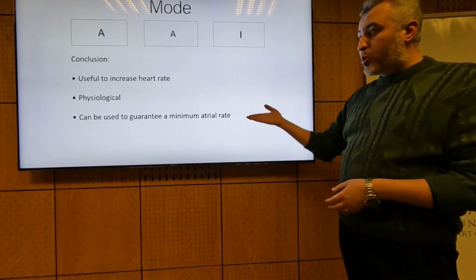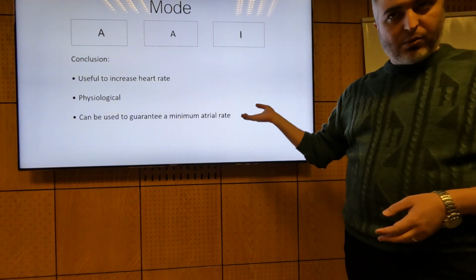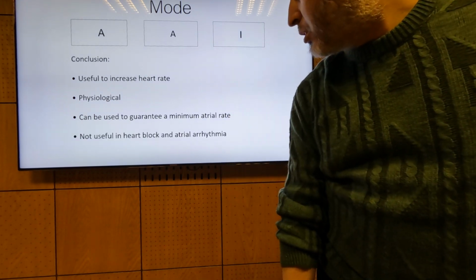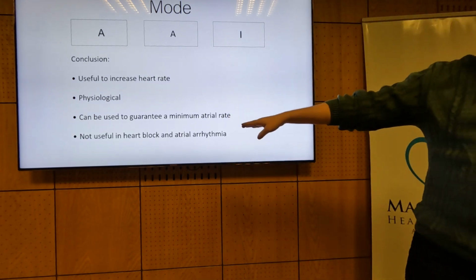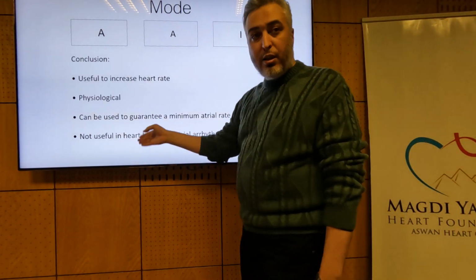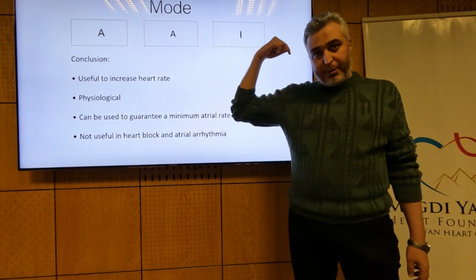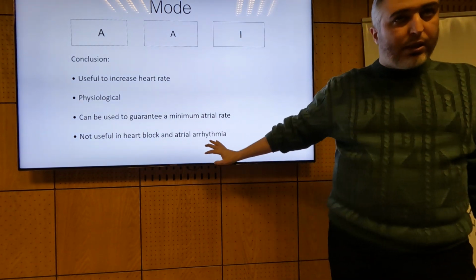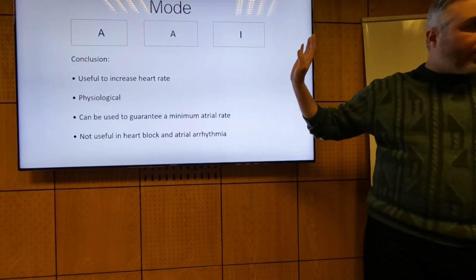It can be used to guarantee a minimum atrial rate, which is a backup fashion, but it is not useful in heart block. The patient might still die if they have heart block, although we are atrially pacing, and it is absolutely not useful in patients with very quick atrial arrhythmia like atrial fibrillation.